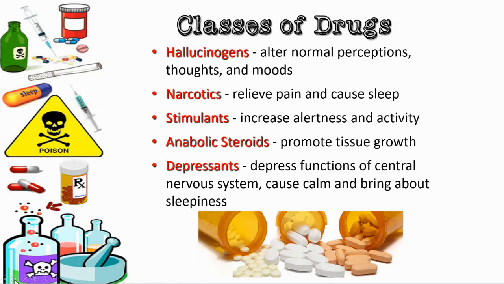Okay, the classes of drugs, we talked about this last week. You have hallucinogens that alter normal perceptions, thoughts, and moods; narcotics that relieve pain and cause sleep; stimulants that increase alertness and activity; anabolic steroids, which promote tissue growth; and depressants, which depress functions of the central nervous system, cause calm and bring about sleepiness. So these were five classes of drugs that we talked about. We talked about a few more from the classroom reading, but let's continue.